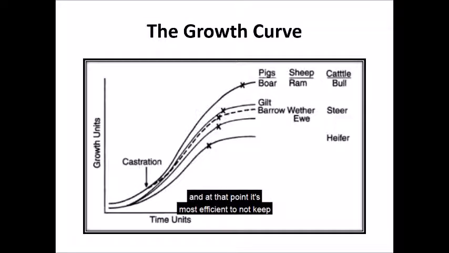And at that point, it's most efficient to not keep that animal longer because it becomes a cost liability. And there's also some things at that point that happen physiologically with the animal that are going to be interesting to understand as we move along. Okay, but think of those X's as a target harvest weight for the animal. We'll talk about why that's optimal.